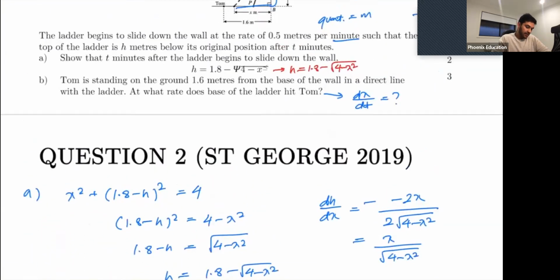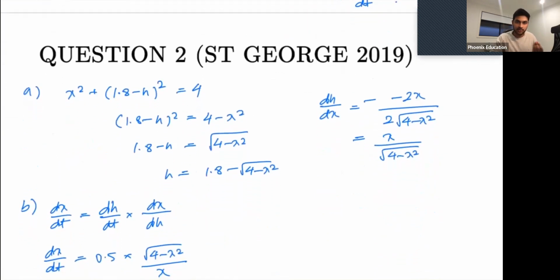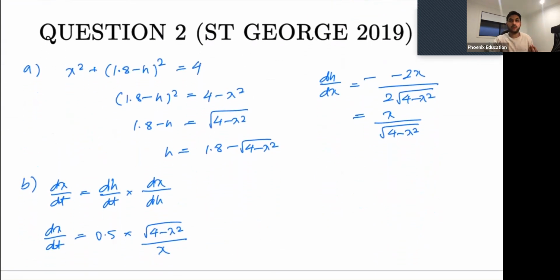I need to work out, the question asks me, what rate will the ladder hit Tom? So Tom is standing 1.6 meters away from the wall. So x will need to be 1.6 by the time it hits Tom. So this question has an extra layer for students to work out. Normally they just tell you at which point they want the rate. But here we want it when x is equal to 1.6.